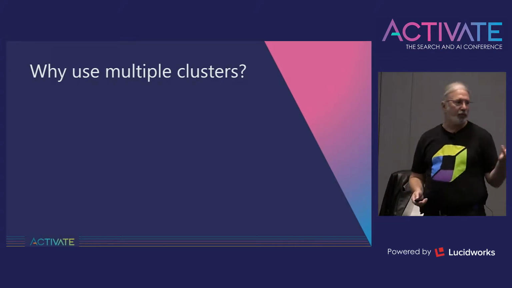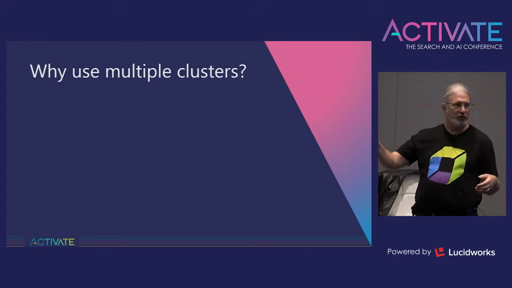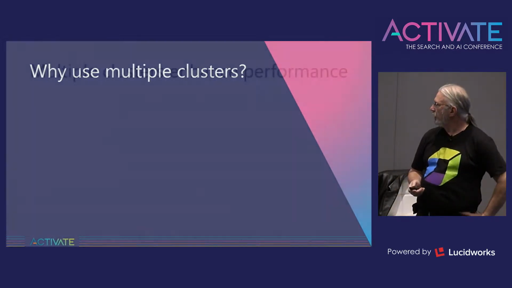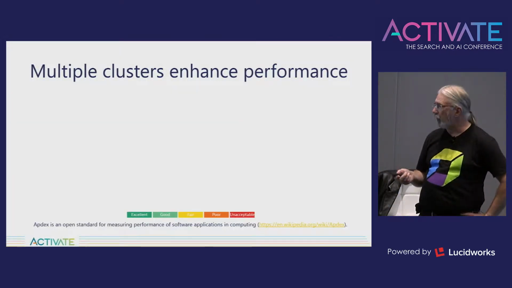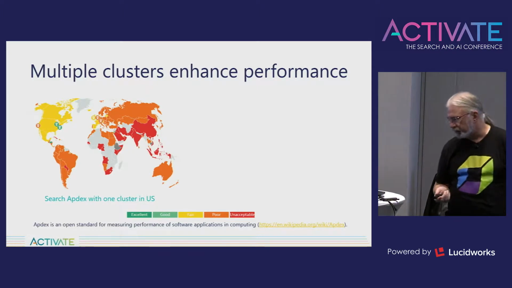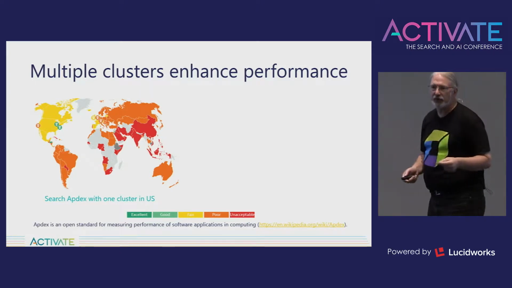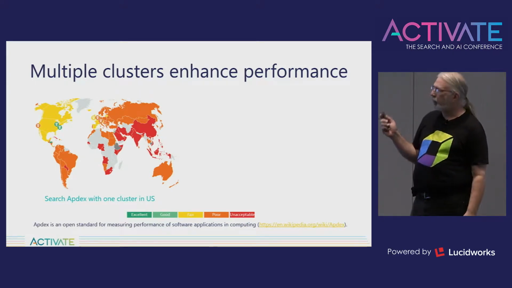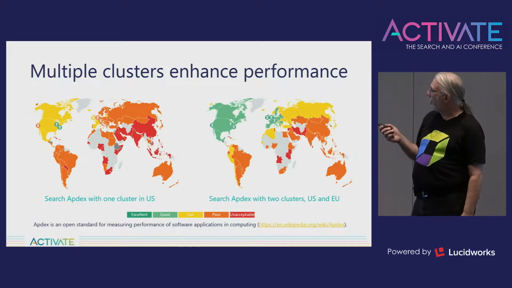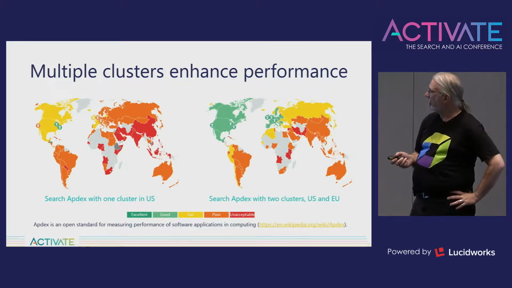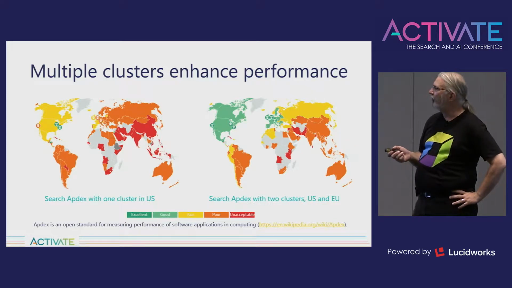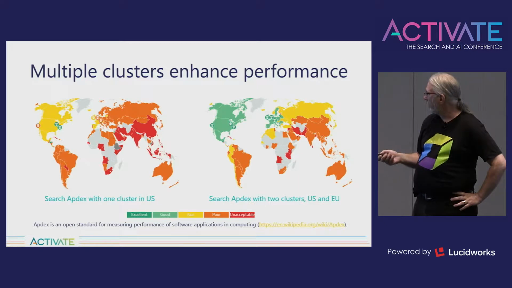So, how many people here have multiple clusters in their search environment? Okay, a little more than half. Very cool. So I'll zip through this because you already know why you're doing multiple clusters, but step one is multiple clusters are going to enhance performance. On the left is an AppDex map of the world for 3 months of our search environment with one cluster in the US. There's a lot of orange and red in there. That's not that great. Then we added a second cluster in Europe. A lot more green, a lot more yellow, very little red. Though now that I'm looking at this, I'm thinking maybe a Singapore cluster is in our future.